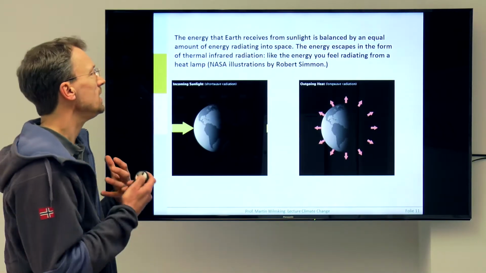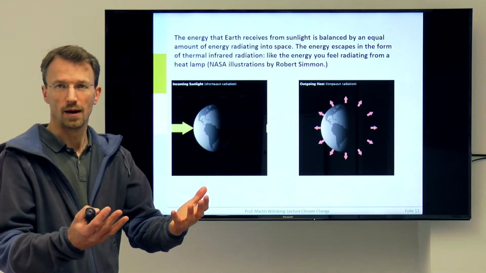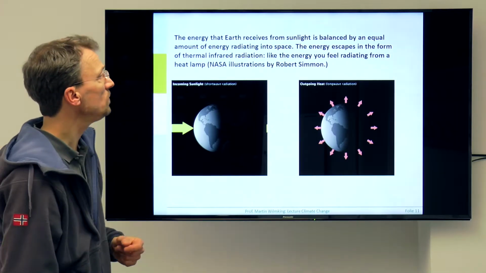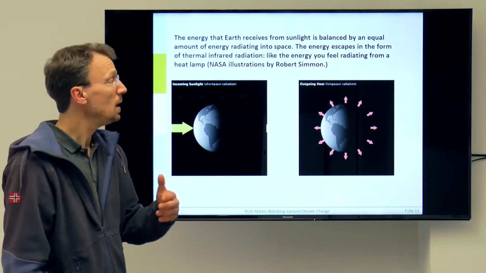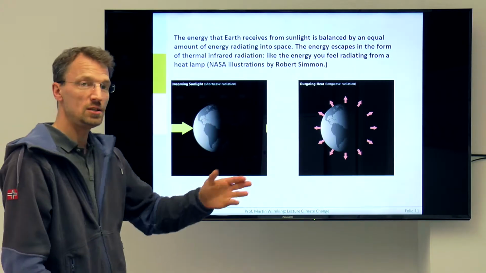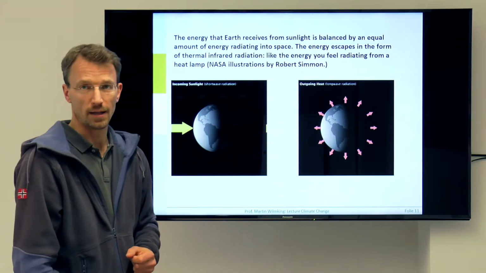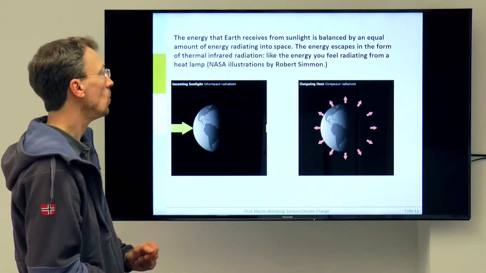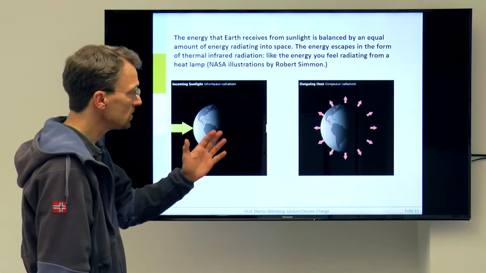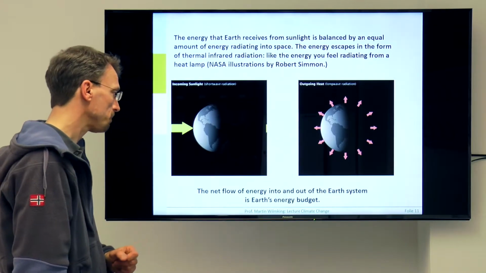Now, if you want to stay at a somewhat balanced temperature, whatever energy you get in, you need to give away, otherwise you will heat up. And so we have to state that the energy which the Earth receives from sunlight must be balanced by an equal amount of energy which is radiated back to space. And this energy, we just talked about the different wavelengths, escapes in the form of thermal infrared. So that's like when you stand in front of a fire or a heat lamp. That's the type of energy which the Earth is giving off. And it's giving it off in all directions into space.